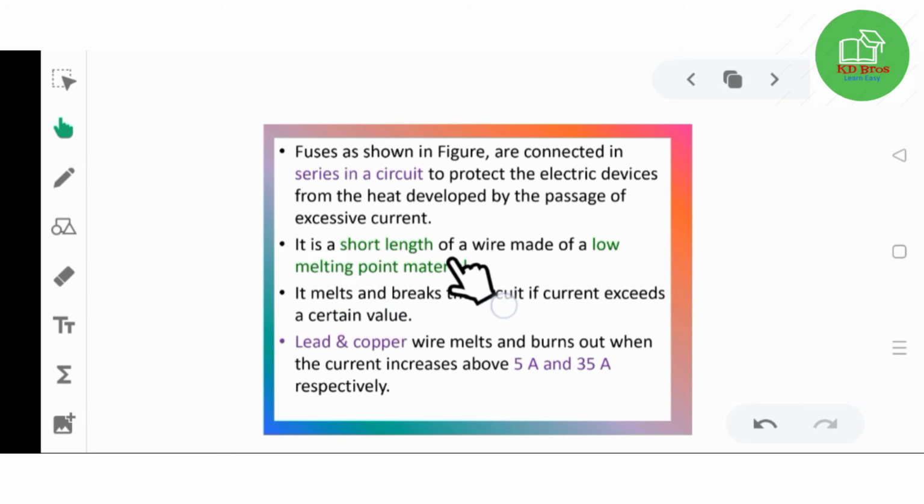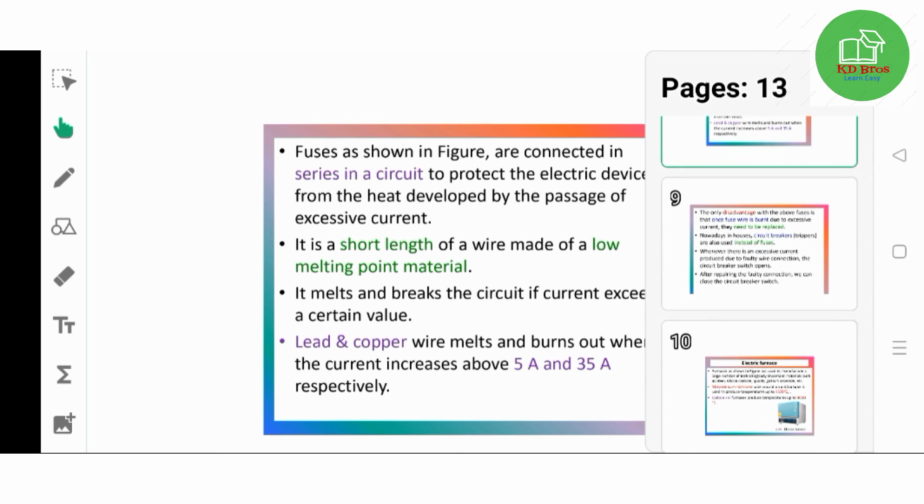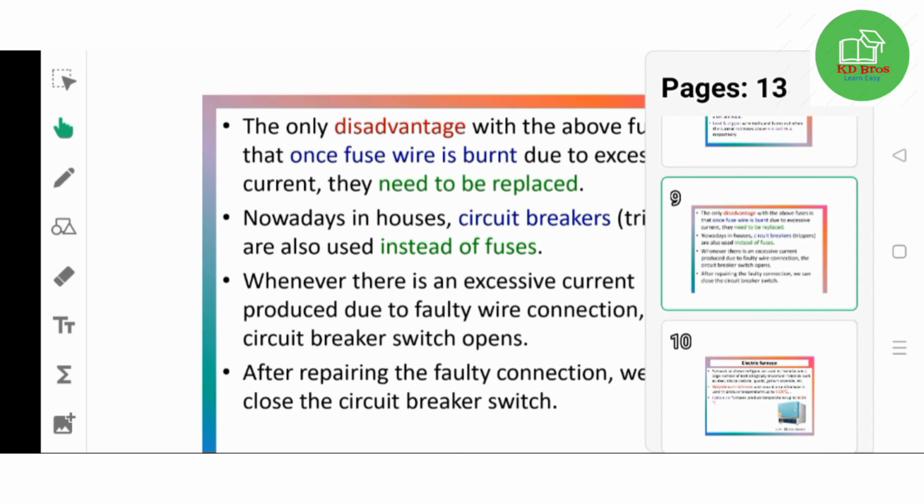It is a short length of wire made of low melting point material. It melts and breaks the circuit if the current exceeds a certain value. Okay, so if it exceeds that particular value, then the wire will be melted. The wire, made up of lead and copper, melts and burns out when the current increases above 5 ampere and 35 ampere respectively. If it exceeds 35 ampere, then automatically the wire will start melting.